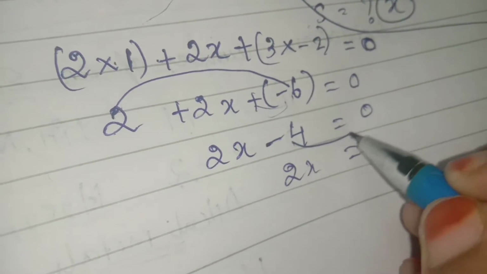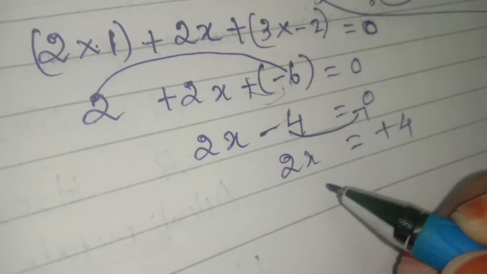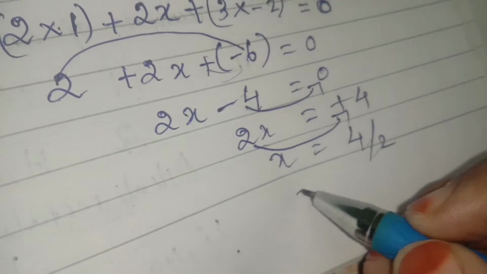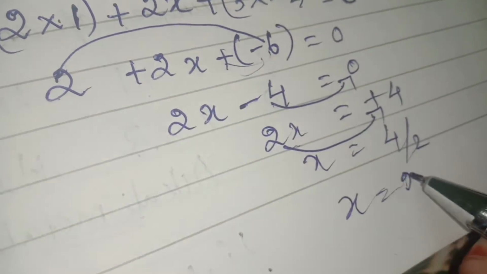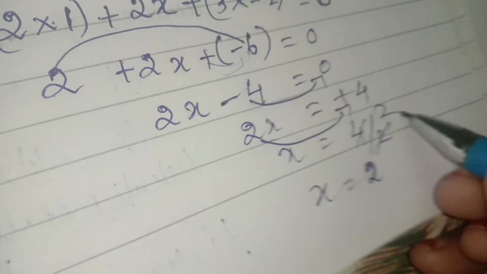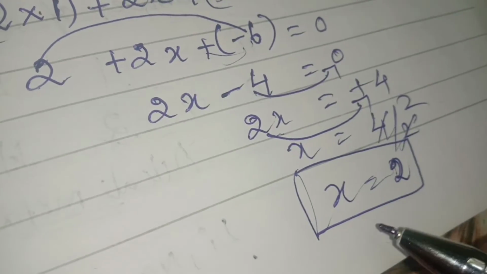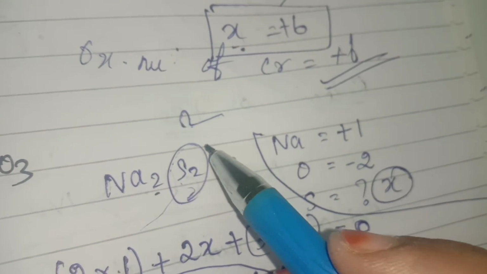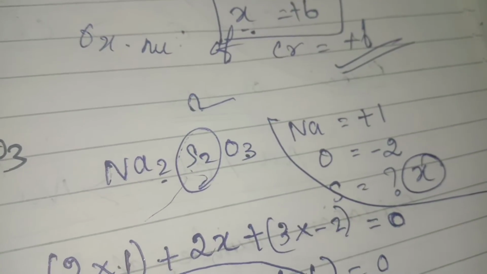2x, which is equal to, this will go this side. So +4. X is equal to 4 divided by 2. This 2 is going here. Now X is equal to 2 is the answer. 2 2s are 4. So the sulfur value is 2. Oxidation number of sulfur is 2.